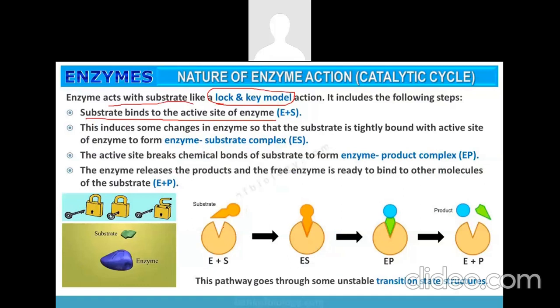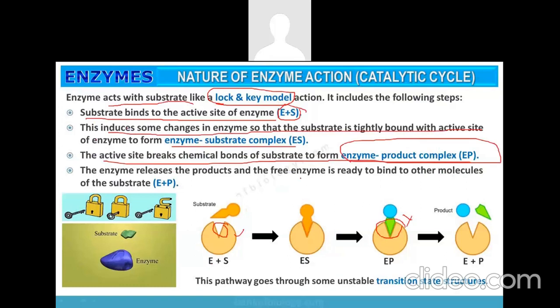What is the nature of this enzymatic action or the catalytic action? The enzyme acts along with the substrate, and that is like a lock and key model action, and it includes the following steps. The first one is the substrate will bind to the active site of the enzyme. So you can find that there is a substrate with an active site which the enzyme can bind. And the enzyme and the substrate will bind, and it forms an E plus S complex, that is the enzyme substrate complex.